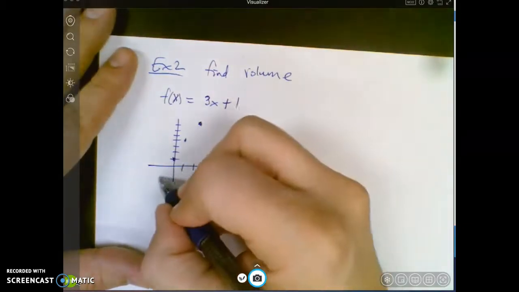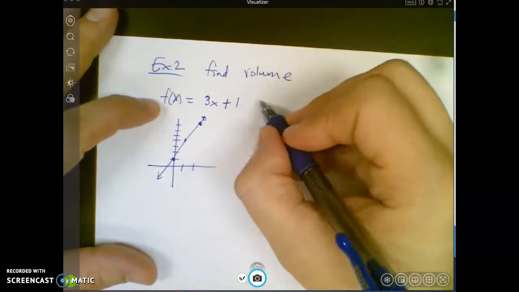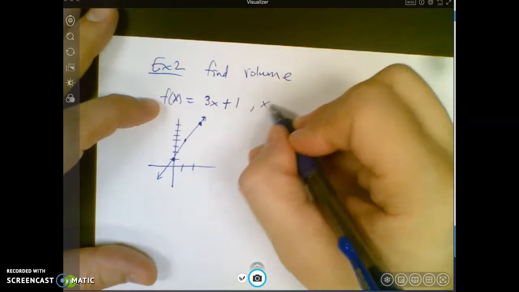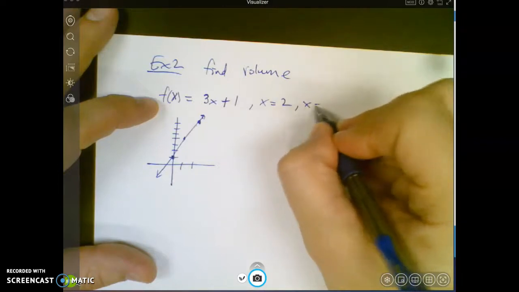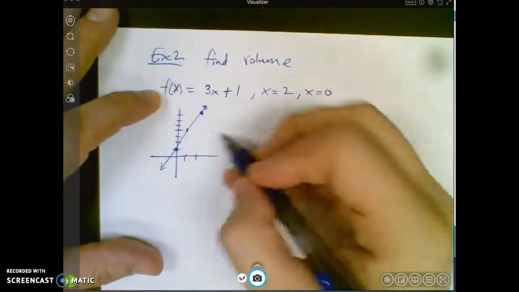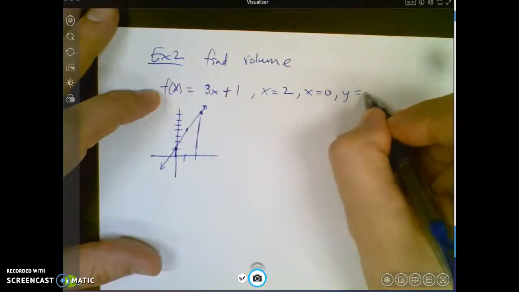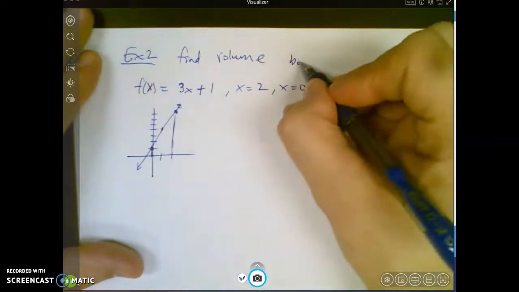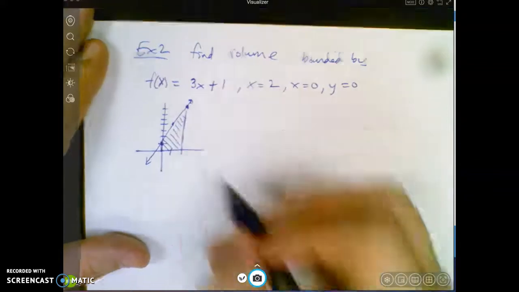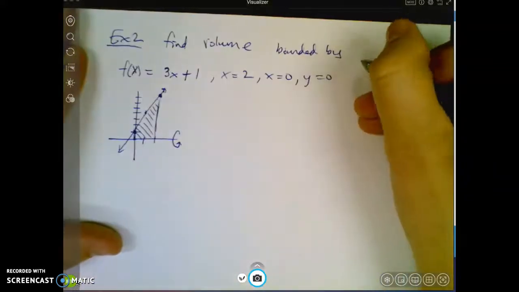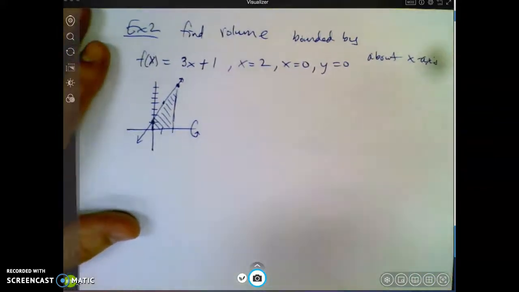Okay, let's say I want the area of this shape bounded by this line and the lines x equals 2 and x equals 0. So sometimes you get more things. Basically I'm telling you where to trap this curve. And y equals 0. So bounded by. Basically we're taking this shape here and we're spinning it around the x-axis.